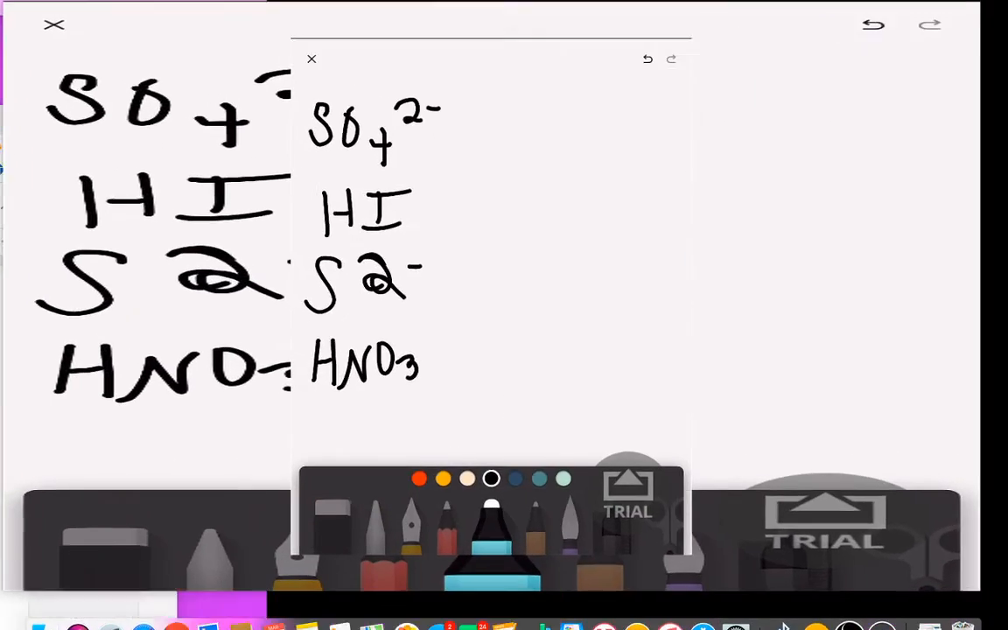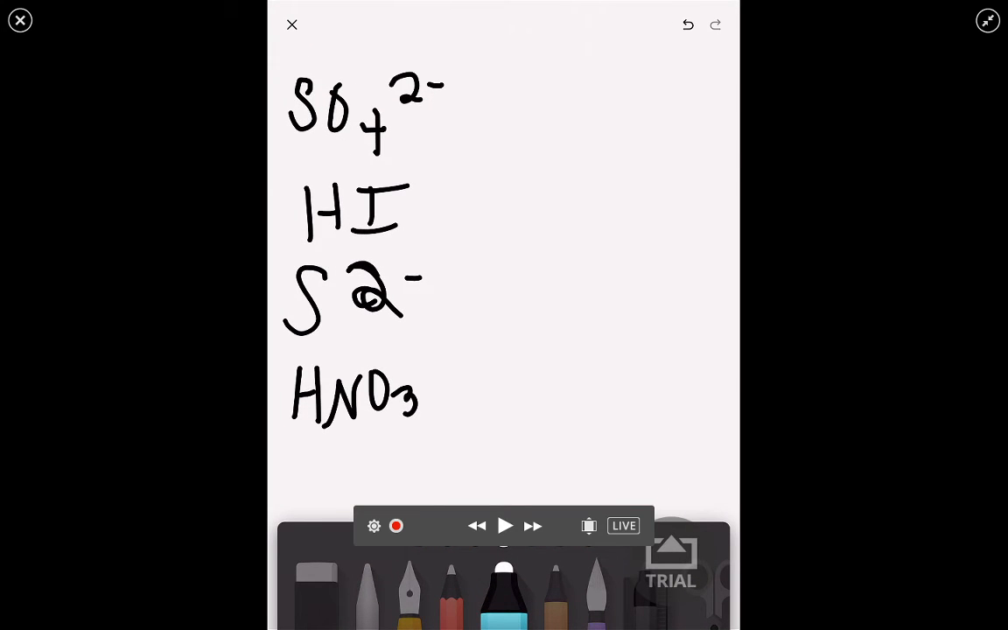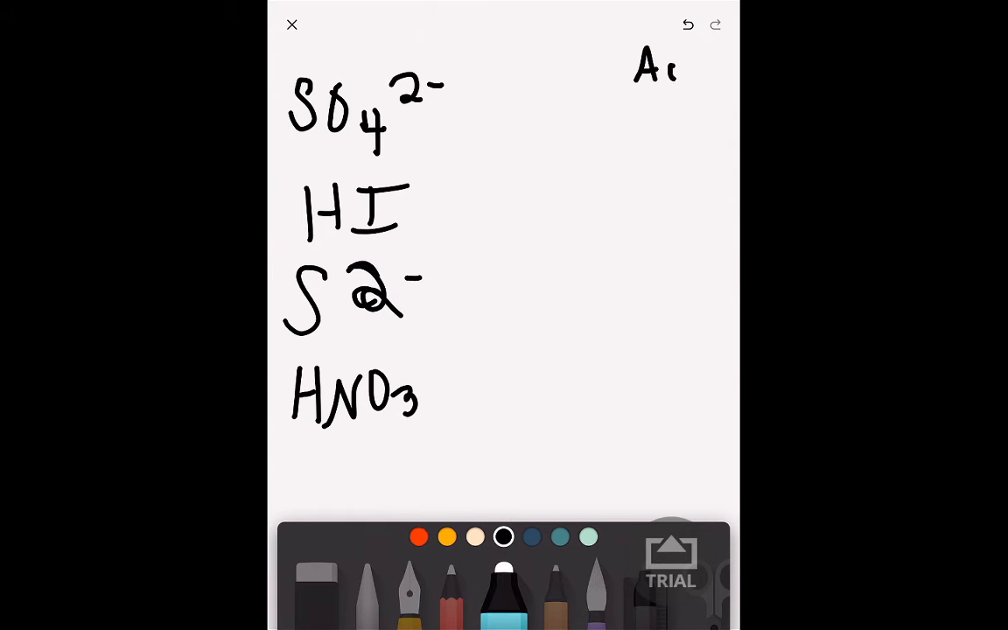So here we're determining, are these acids or bases? Well, remember, acids donate hydrogen ions, bases accept. So I'm just going to write that down here to remind us. Acids donate hydrogen, and bases accept.